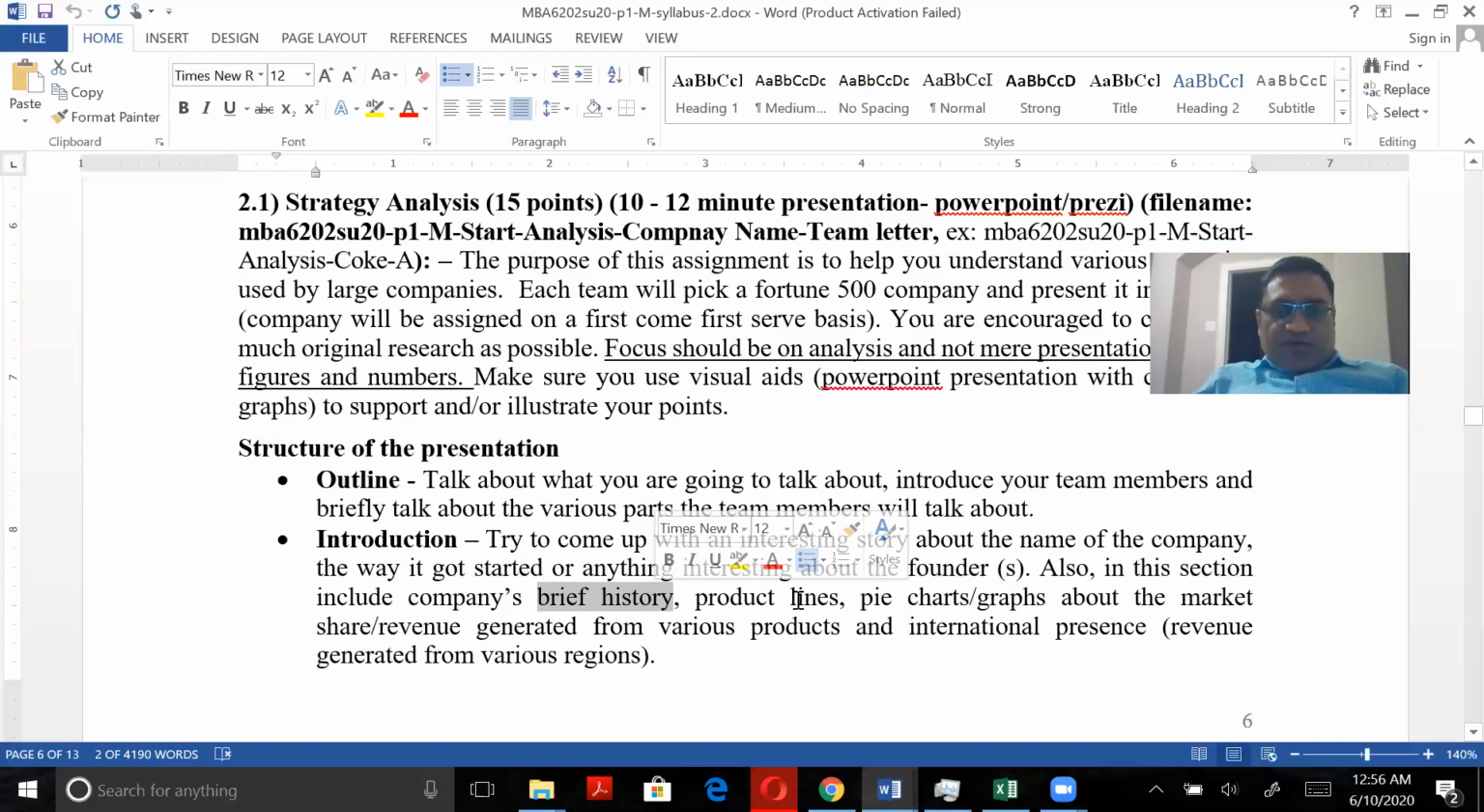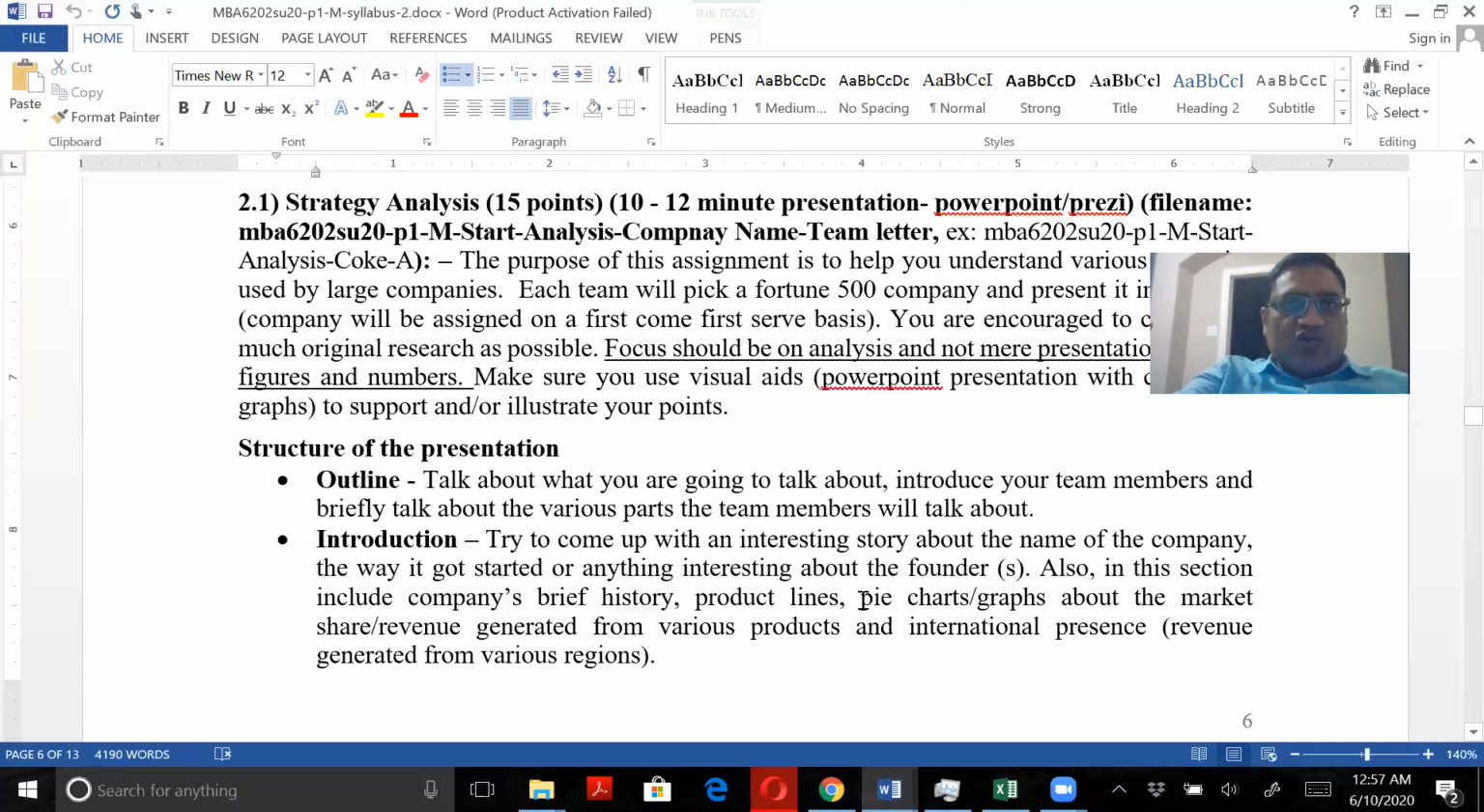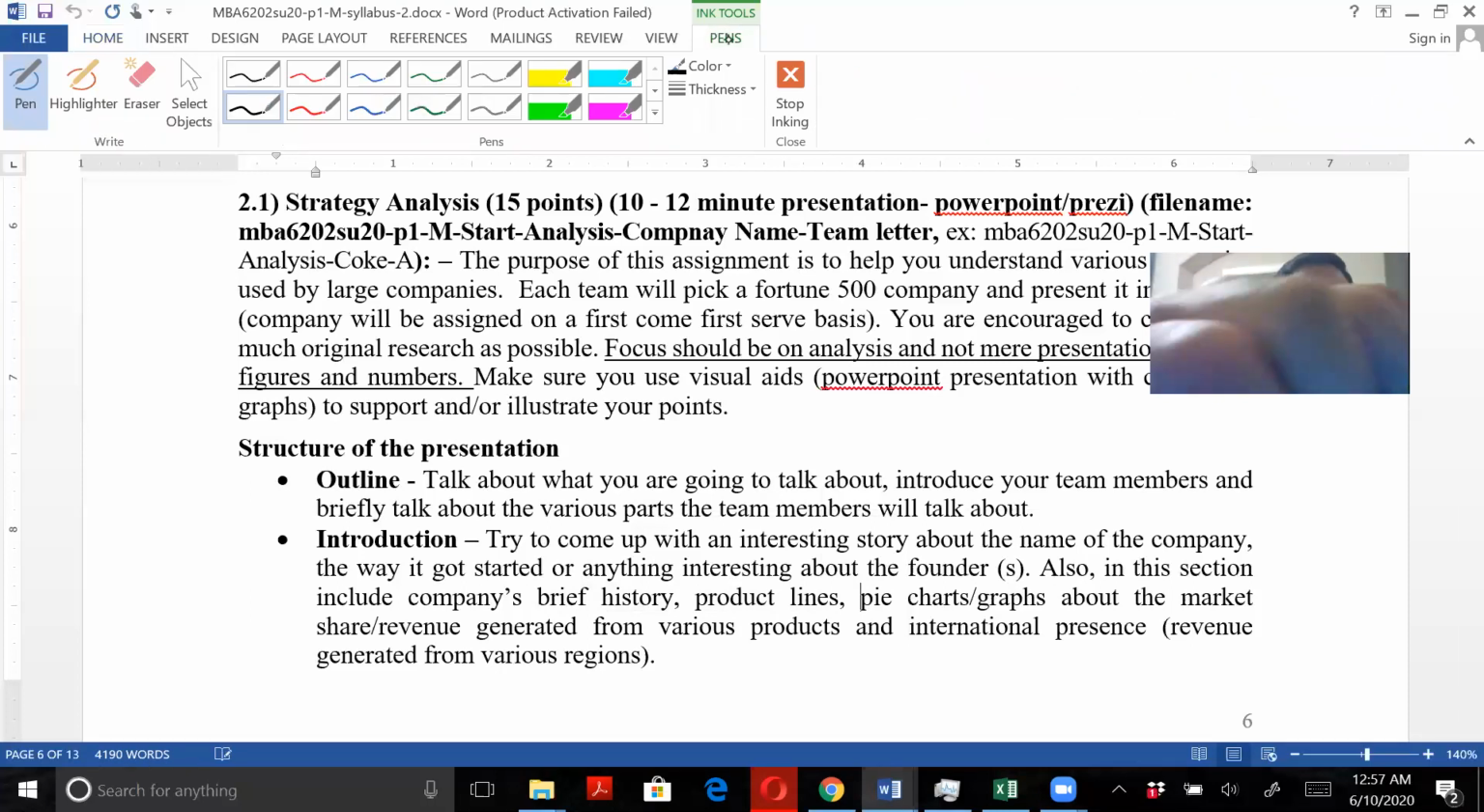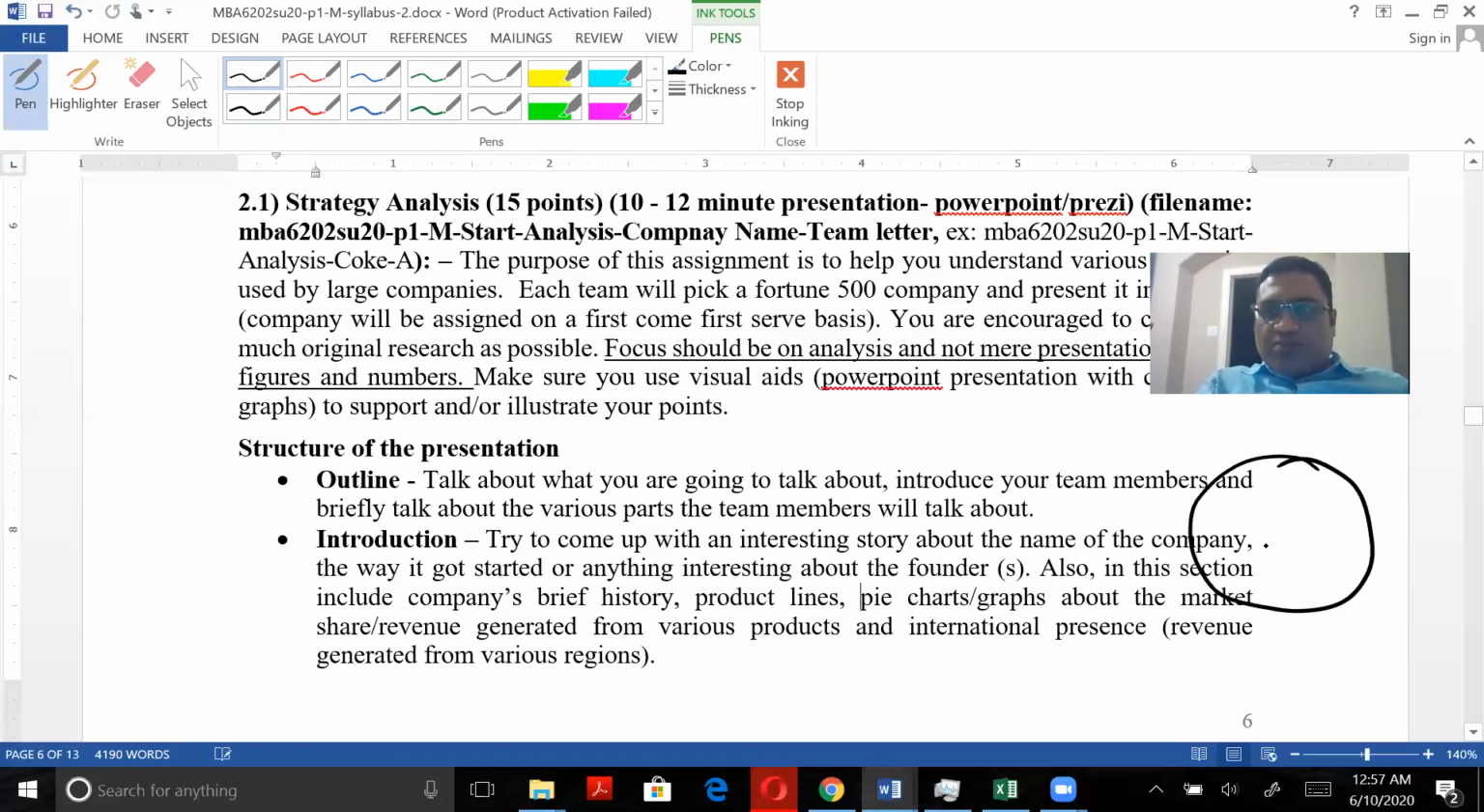Then the product lines: how does the company make money? Different product lines and a pie chart. As I mentioned in the other video also, nowadays people have very little attention span. So anything you write or present, you should have good bullets as well as good charts. You need to include at least 2 pie charts. One chart would be about the product: product A, they make this much money, product B, C, and so on and so forth.